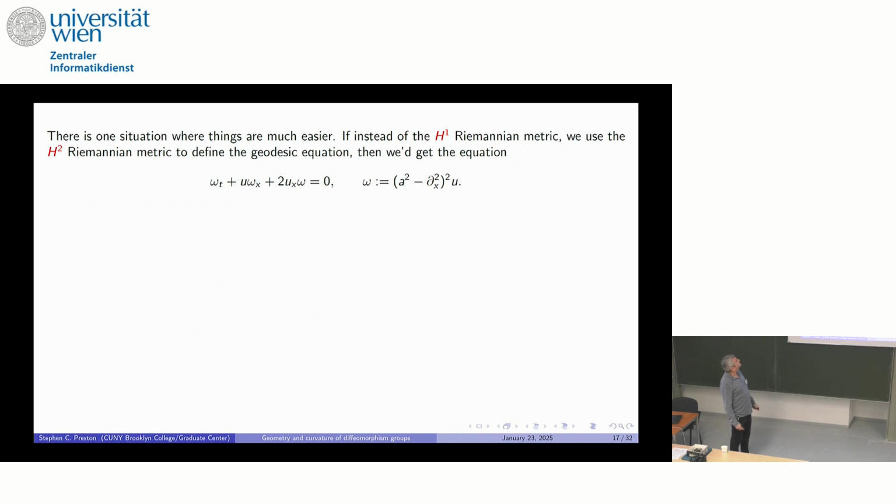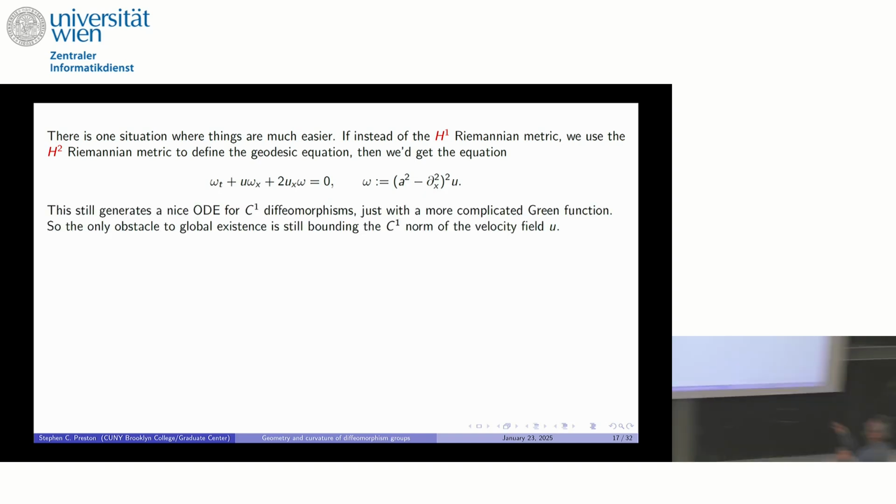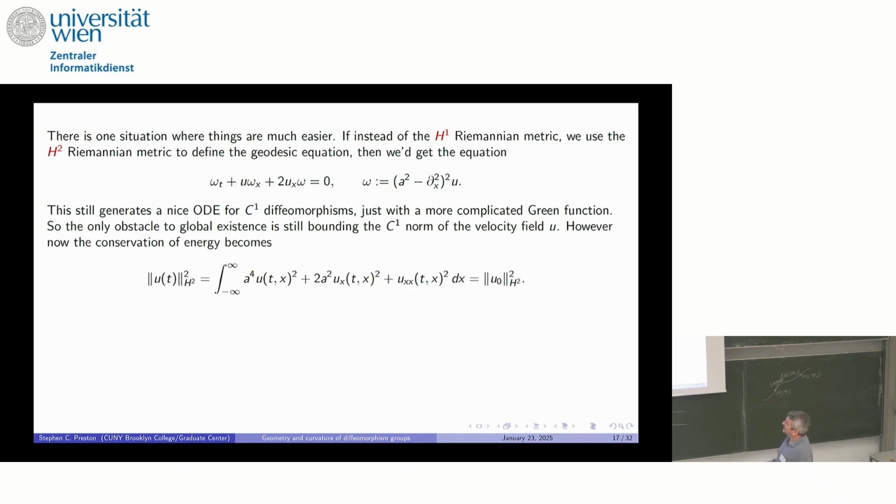Geometric way, more natural. Okay, so there's one situation where things become easy, and that is instead of an H1 metric, which generates Camassa-Holm, I will take an H2 metric. And essentially just view this for right now as the same PDE I had before, but now omega in terms of U is a fourth order operator instead of the second order operator it was. If I do that, I will still get a nice, I won't write the formula, but there's some Green function that will tell you how to get U from omega. And it all works nicely in C1 again.